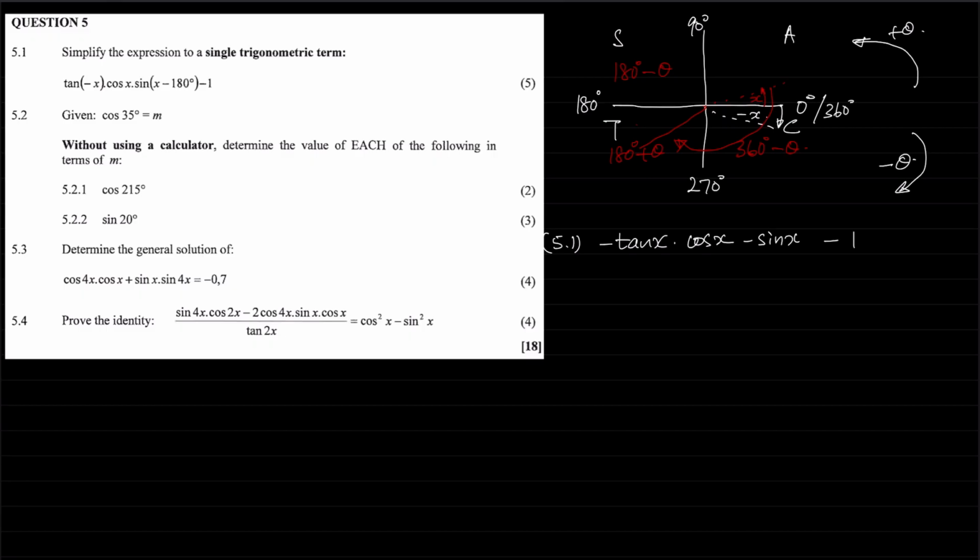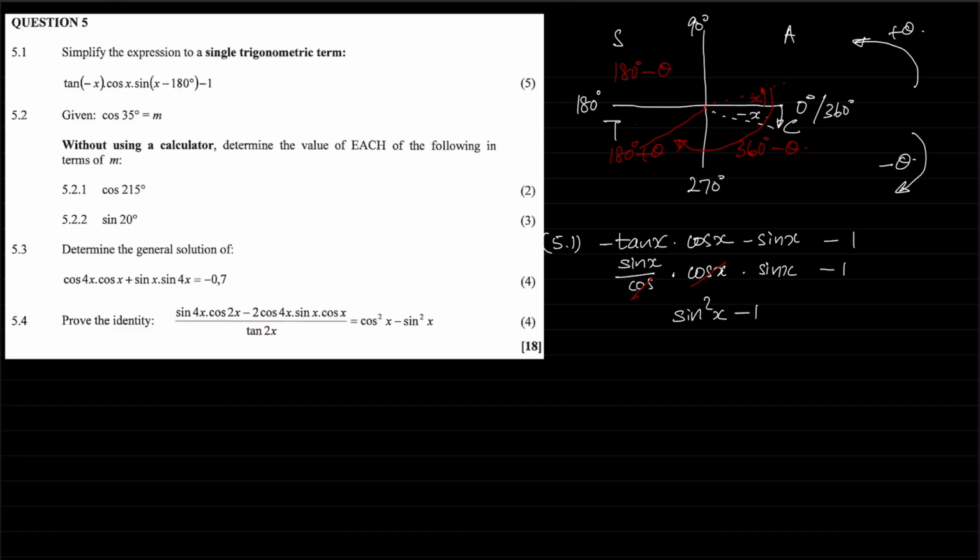Now let's expand tan x. Tan x can be written as sin x over cos x. And this negative and that negative, since it's multiplication, will make a positive. So let's leave that out. Then we have multiplied by cos x, then multiplied by sin x, and then minus 1. We can now cancel, so that cos can cancel with that. That's going to leave us with sin x times sin x, which is sin squared x minus 1.